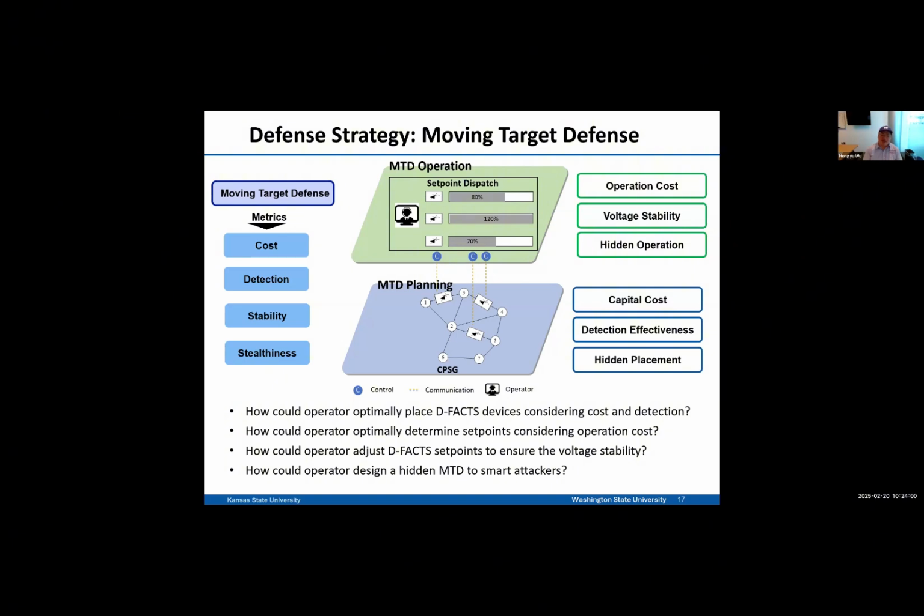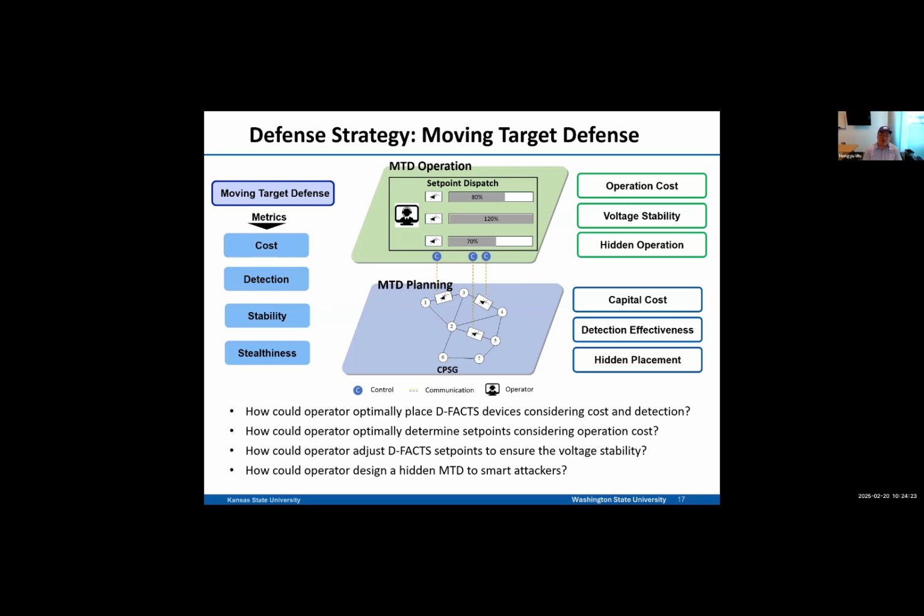Stealthiness is based on the fact that a sophisticated attacker can detect the existence of MTD and adapt accordingly. To prevent this, moving target defense must remain hidden from the attacker to avoid triggering countermeasures. This requires strategic moving target defense placement and operation, designed to maintain its stealthiness and effectiveness.